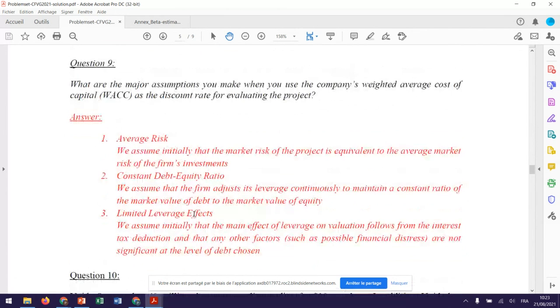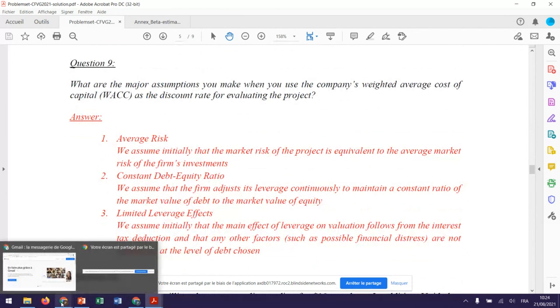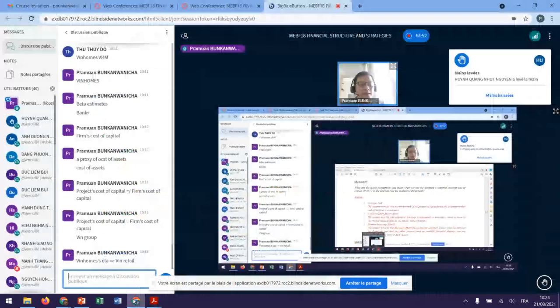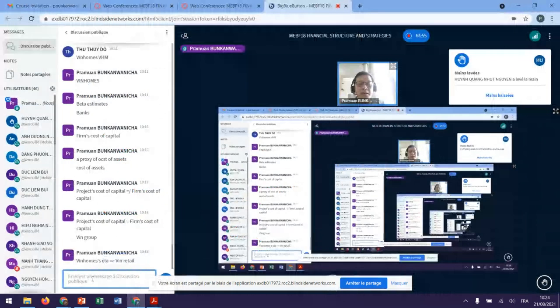All right. This is the core discussion on estimating cost of capital. You can see the calculation is very straightforward, but understanding how to apply the concepts we learned in real life is very important.